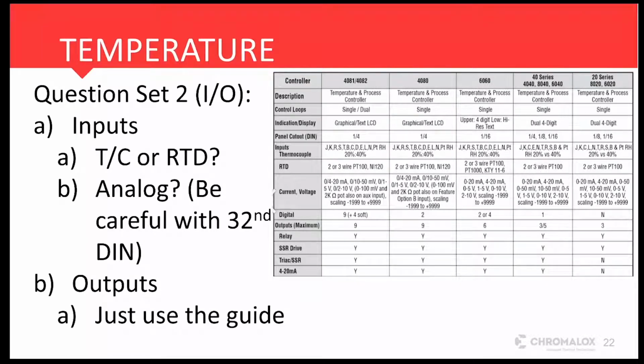If it's an analog input to your controller, you want to be a little bit more careful. You probably will be fine with any of the standard 40 series or 20 series with analog. As you can see on the page here, they have pretty much all of those analog signals covered. The 3204, one of the 32nd DIN controller options, is a little bit more limited, so just be careful. It's always great to double check this page, but for the most part, we call it a universal input for a reason.